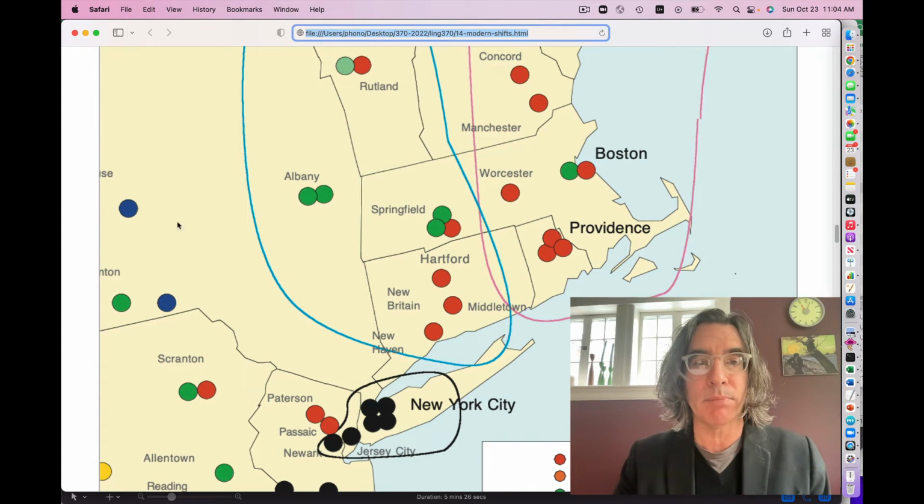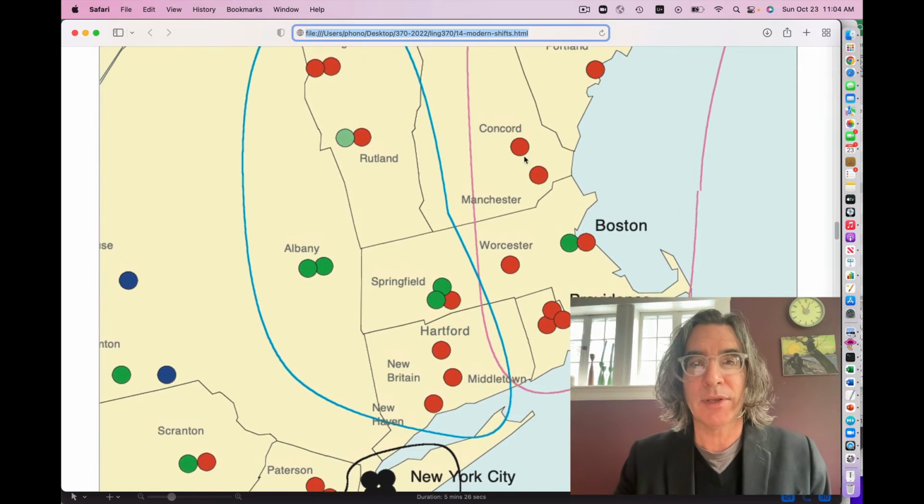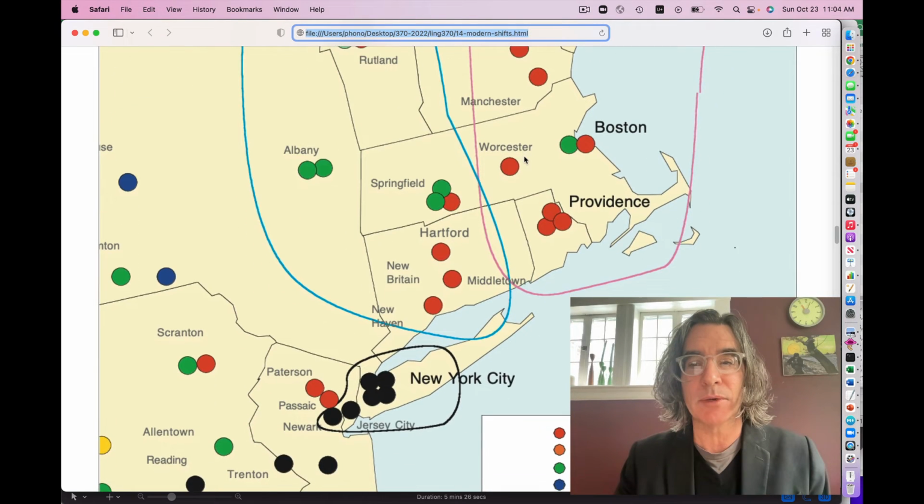And then the blue dots over here are for speakers who have the Northern Cities Shift general raising of æ. So we've got those speakers over in upstate New York. We have the speakers with this raising before nasals all through here, and then also some speakers with just the continuous pattern through here as well.